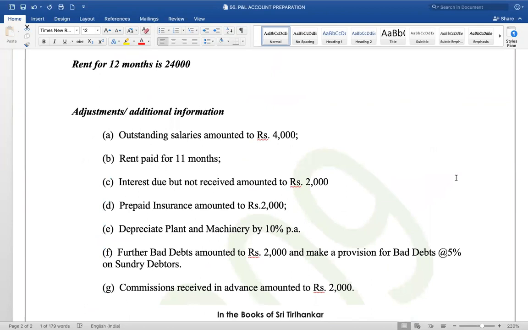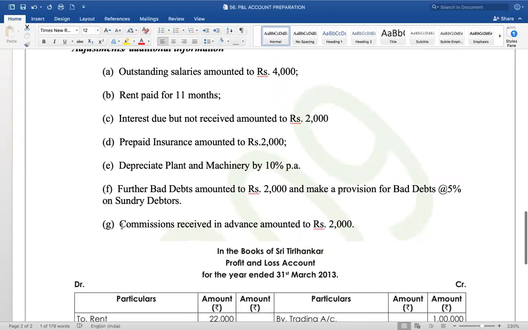Please scan through the adjustments. Commission. Number 1, 2, 3, 4, 5, 6, 7. Here is the commission. Commission received in advance amounted to 2,000. Now, please remember that whether it is income or expense, you have to take only the expenses or incomes belonging to this year, not the previous year, not the next year. So commission received in advance is 2,000.